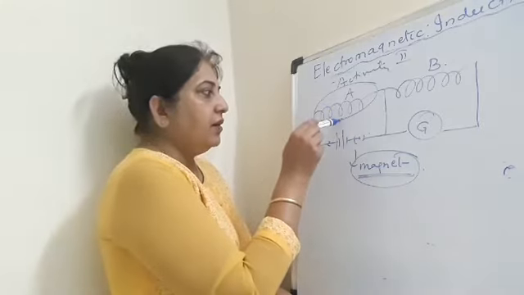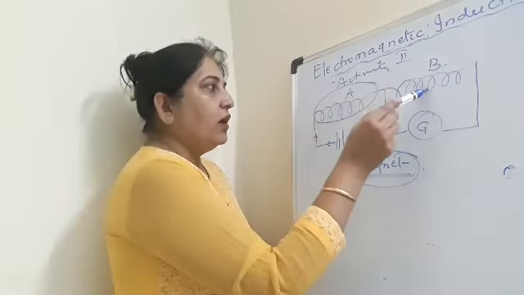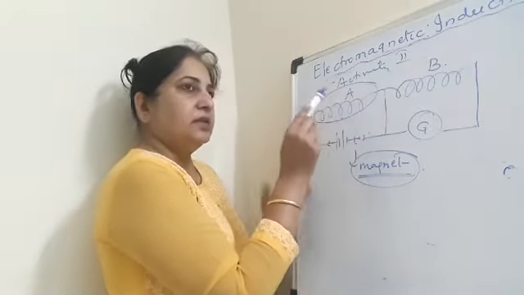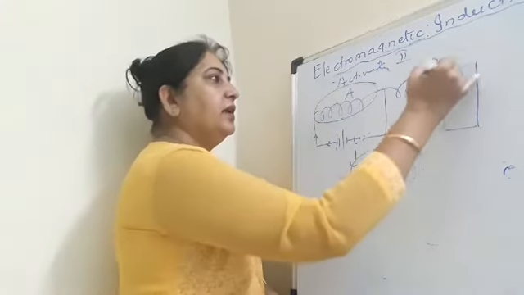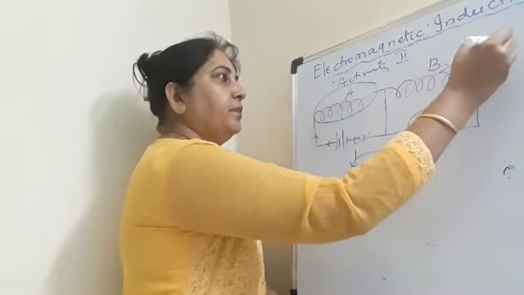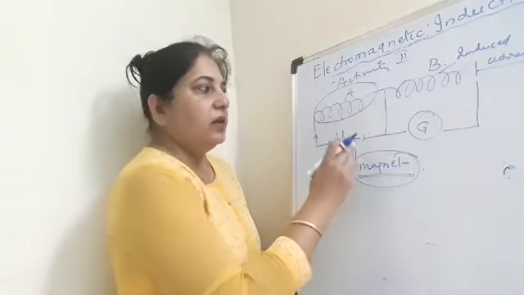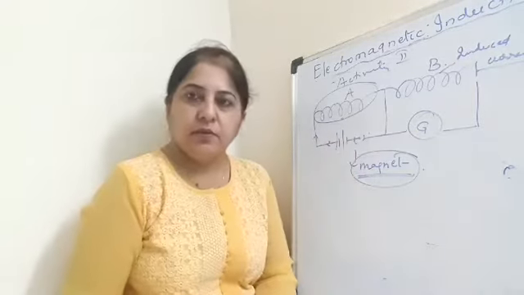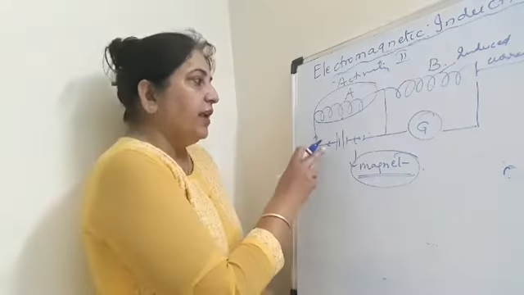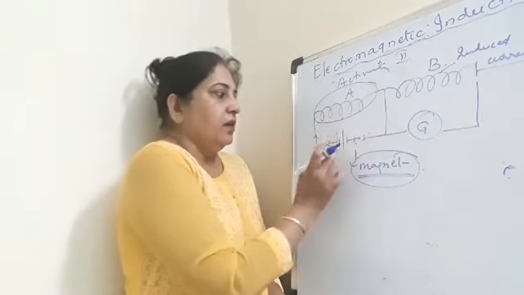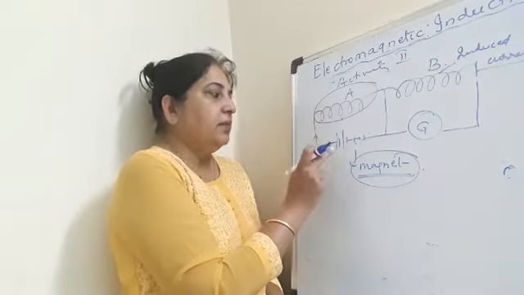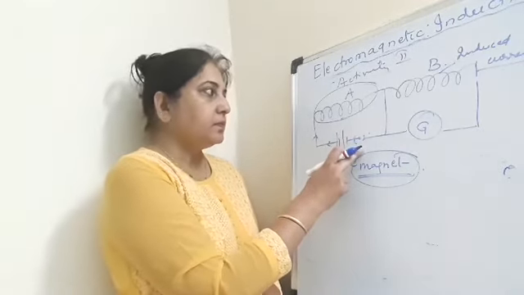Now, because this coil is subjected to this magnetic field, there will be an induced current in coil B. And how will we come to know? There will be a deflection in the galvanometer. So I repeat, we take two coils A and B, with connections to the battery and the key, right?